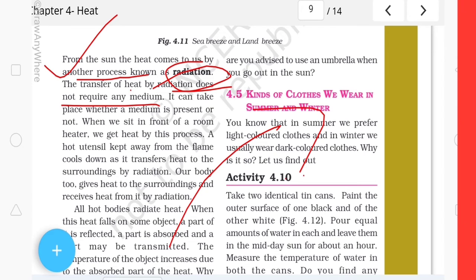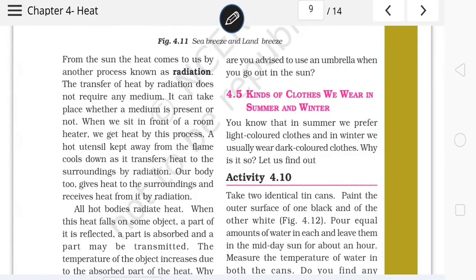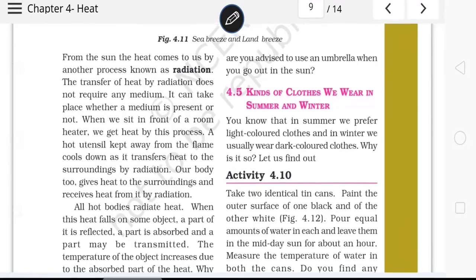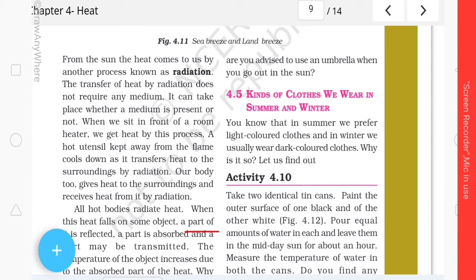That returning back of the heat is called radiation. We are radiating the heat back to the surrounding. In this way the transfer of heat takes place, and this process is called radiation. Now let's see what type of objects will radiate heat. All hot bodies radiate heat. When this heat falls on some object, a part of it is reflected, a part of it is absorbed, and a part of it may be transmitted.